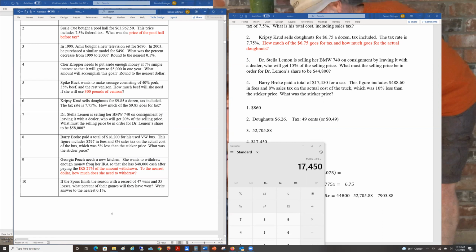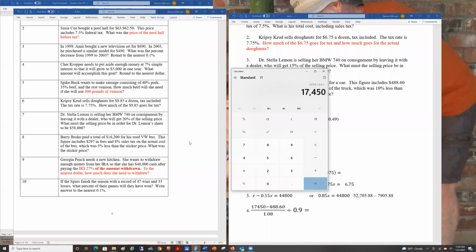Number 9, she wants to have $48,000 cash after paying the government 27% of the amount withdrawn, which is not 27% of 48,000. The 48,000 is the other... Well, let's see. What's 100 minus 27? 73. It's the other 73%. So you have to do 48,000 divided by 0.73.